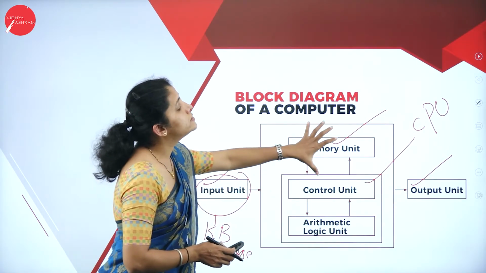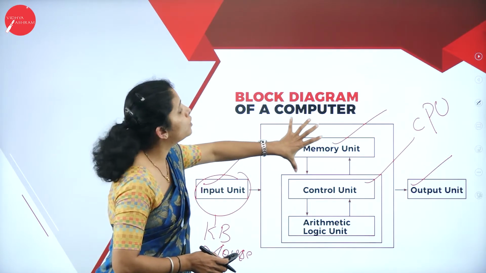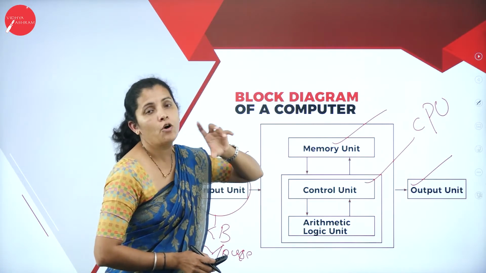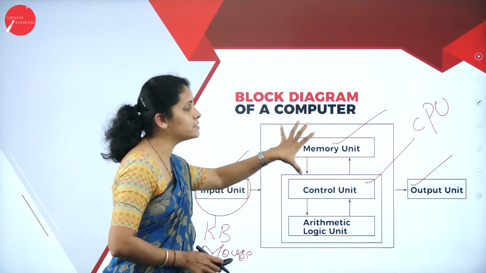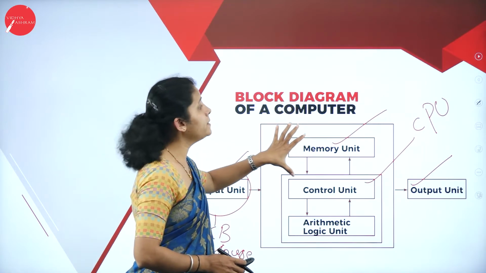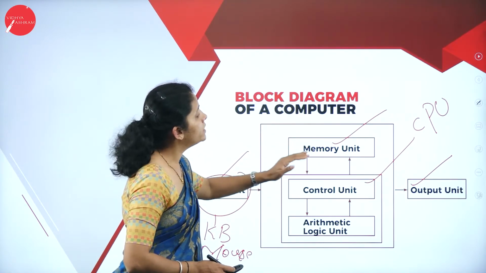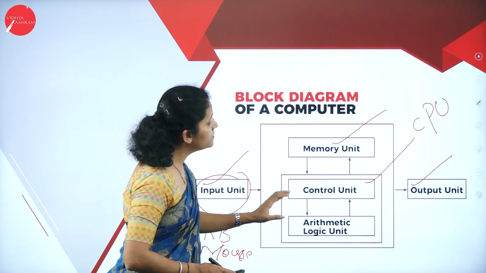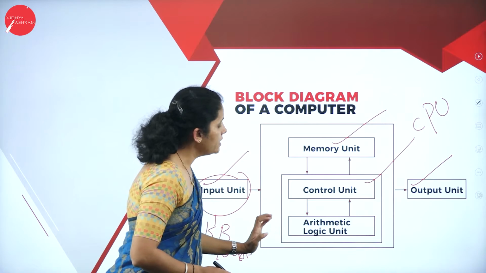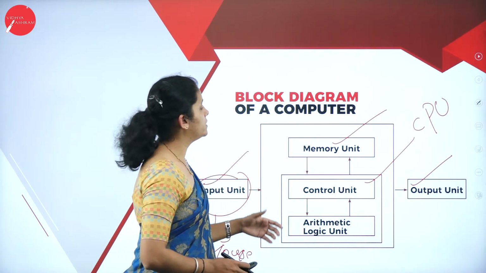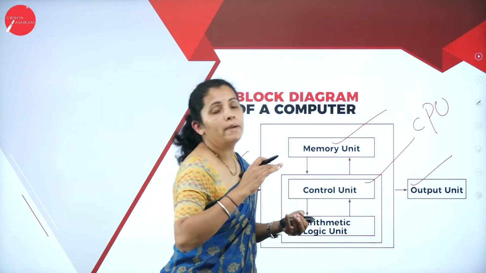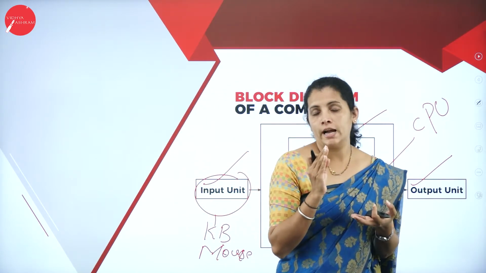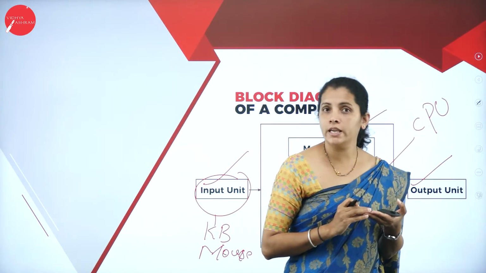So here the CPU is also called the heart of the computer system. That means all the operations, all the calculations, all the processing are carried out by the computer system. So here CPU includes the memory unit as well as the control unit and the arithmetic and logic unit. When it comes to the memory unit, it is mainly used to store the data.